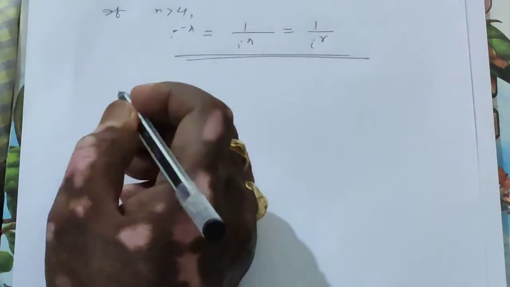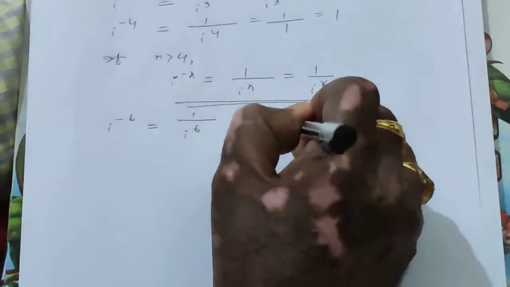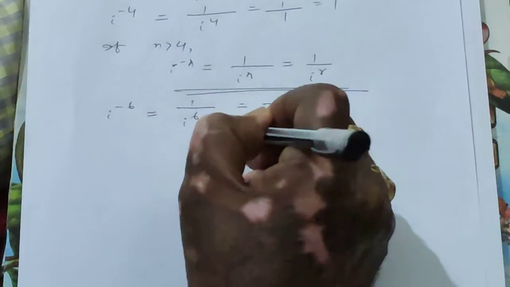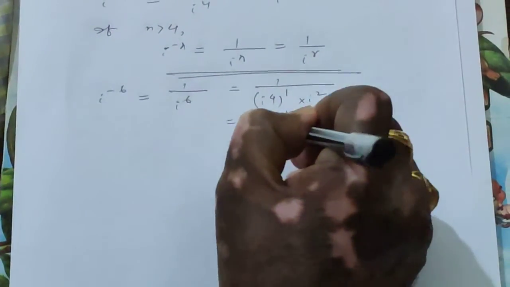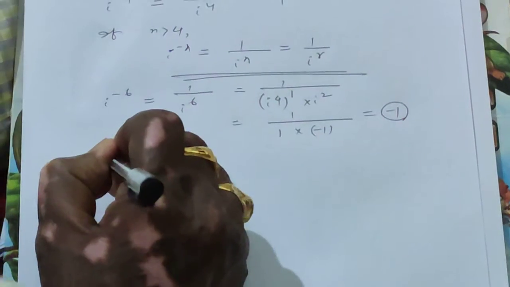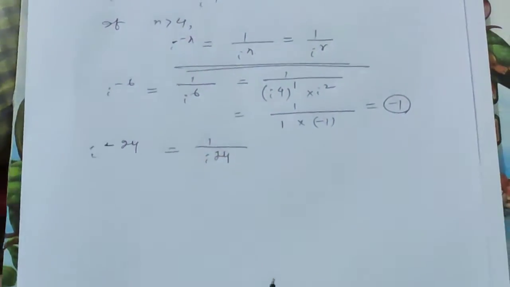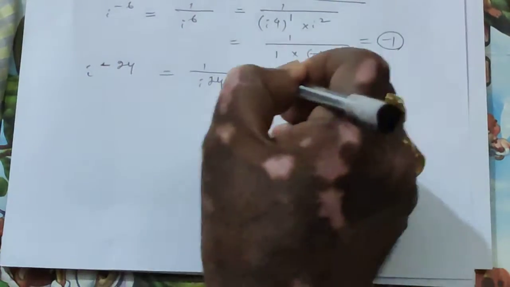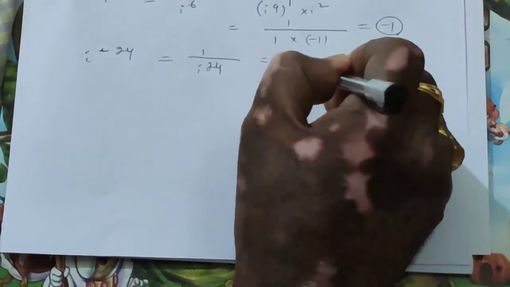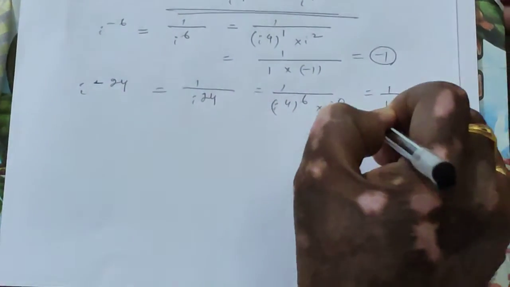Now we evaluate i to the power minus 6 equals 1 by i to the power 6, equals 1 by (i to the power 4) to the power 1 into i square, equals 1 by 1 into i square, which is minus 1, equals minus 1. i to the power minus 24 equals 1 by i to the power 24, equals 1 by (i to the power 4) to the power 6 into i to the power 0, equals 1 by 1 into 1, equals 1.